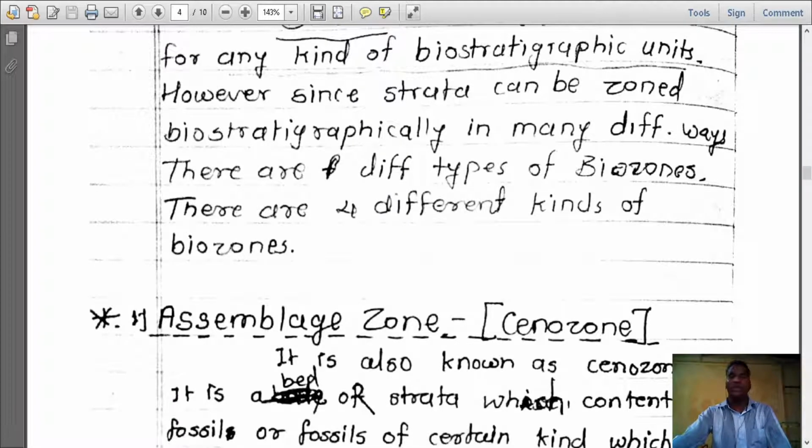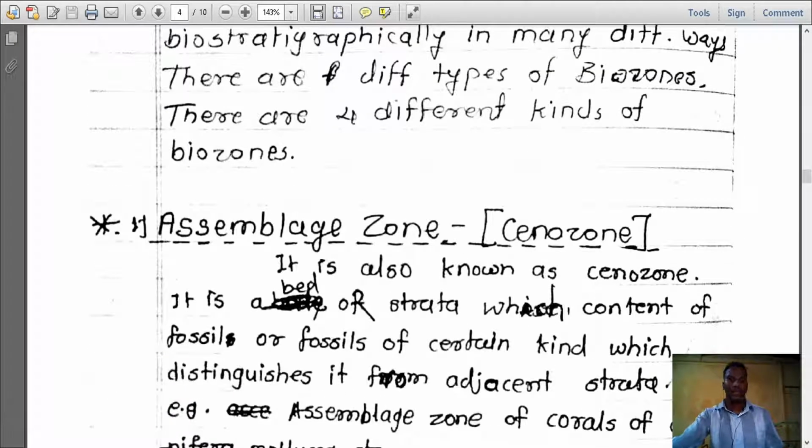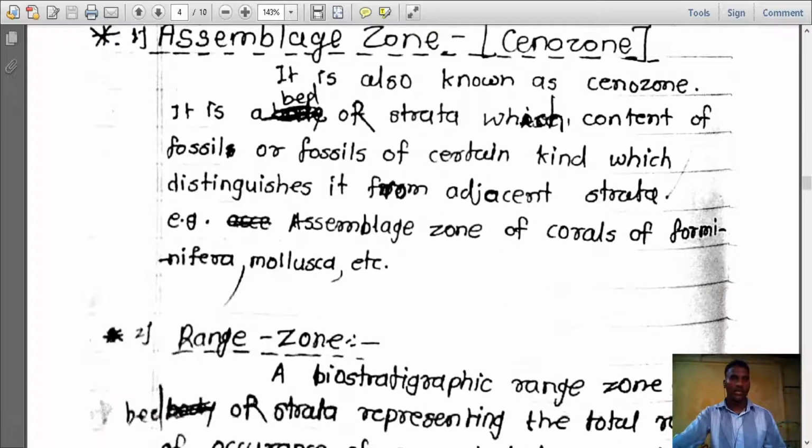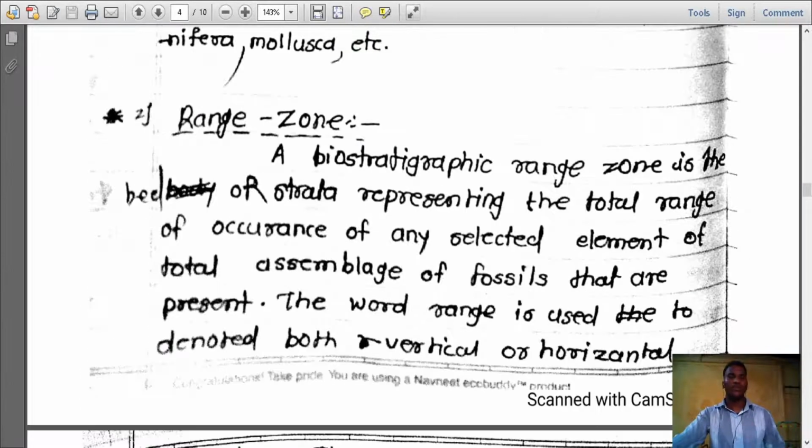First one is assemblage zone. It is also called cenozone. It is the bed or strata whose content of fossils or fossils of certain kind distinguishes it from adjacent strata. The fossils of a certain kind, the fossils of a particular species, are considered in the assemblage zone. Example: assemblage zone of corals, of foraminifera, mollusca, etc.